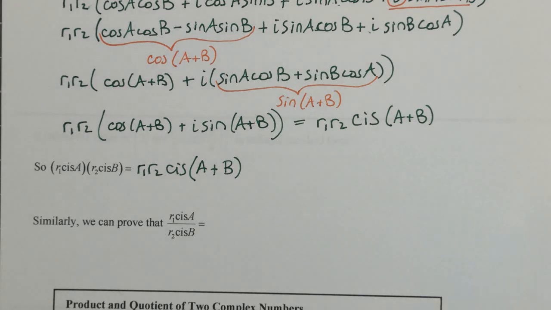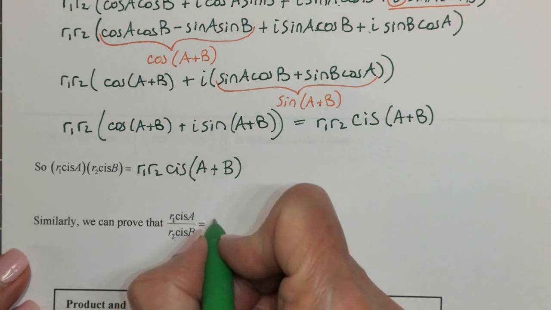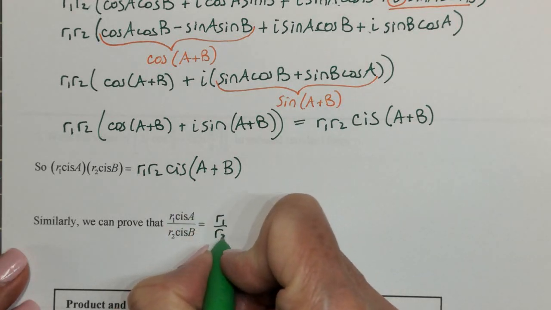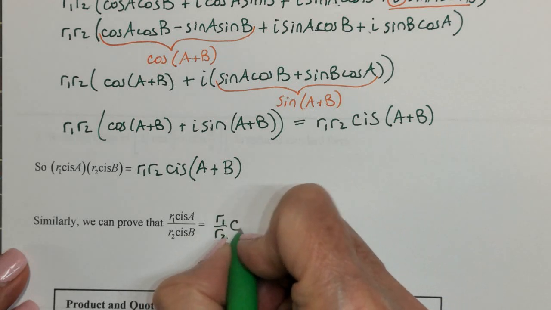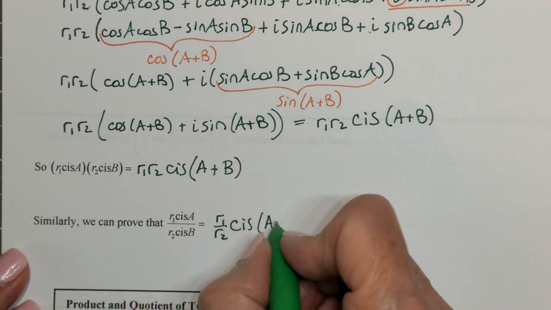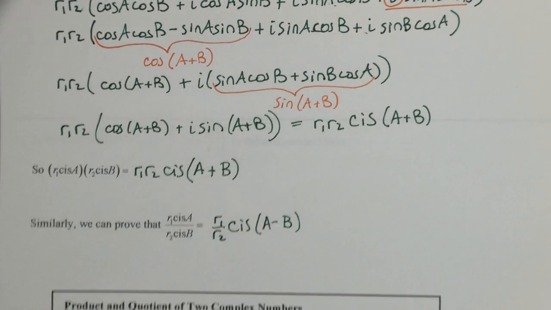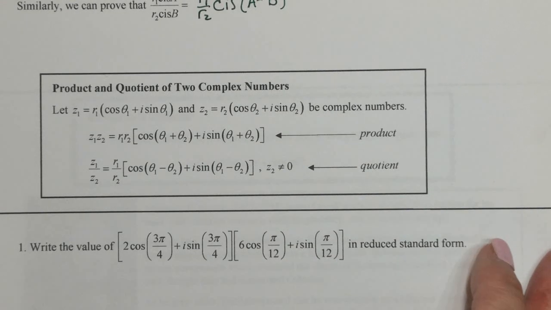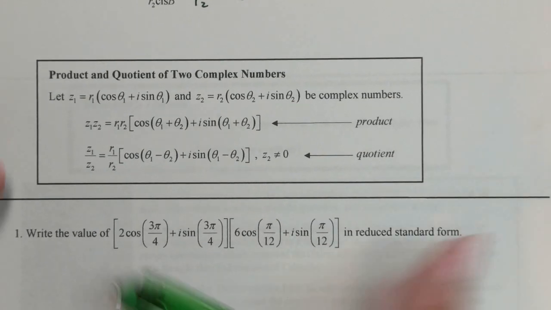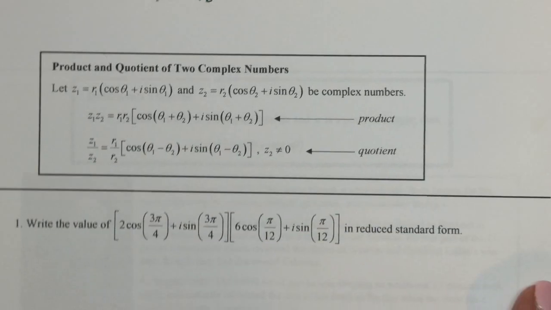From this we can very easily prove that the quotient of two complex numbers in trig form is the quotient of their r's times cis the top argument minus the bottom argument. It comes directly from that. And that's what's in this box right here. Okay, so as long as this bottom number is not 0, that is true.